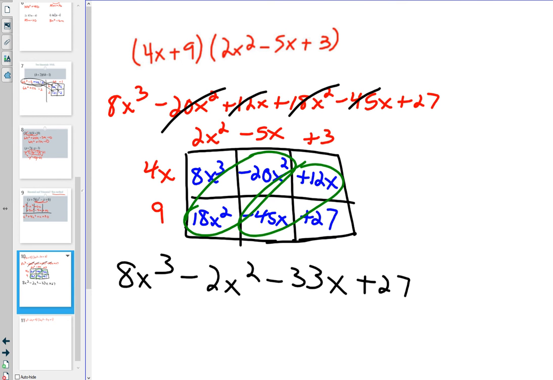Does anybody other than Elsie prefer the box method? Just the number. You like box too? Cool.